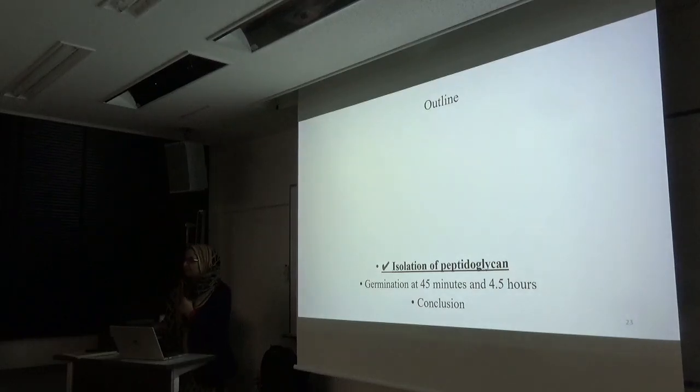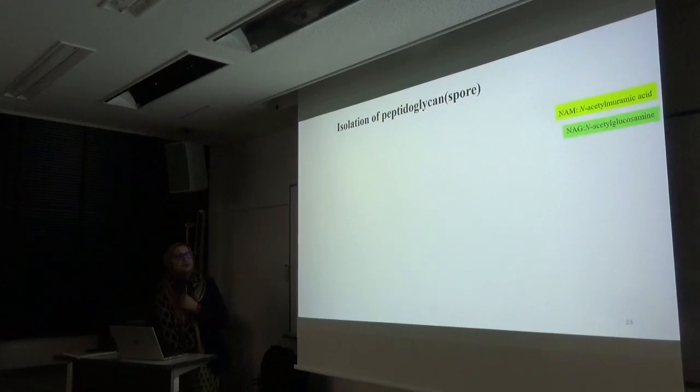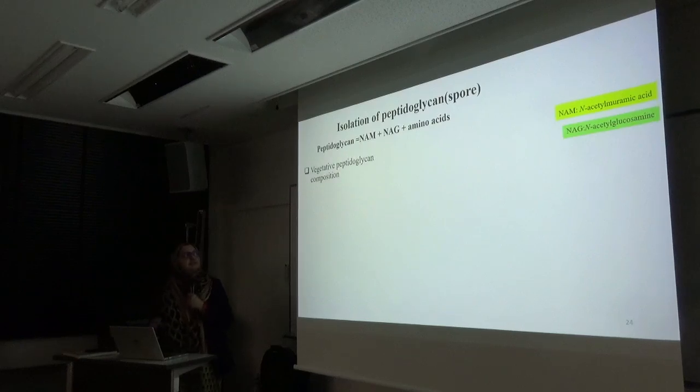So next target: until now I visualized all the layers of the intact spore. So next my target was to isolate the peptidoglycan of the spore. So first we have to know what is the difference between the vegetative peptidoglycan and the spore peptidoglycan. There is a big difference in their composition.